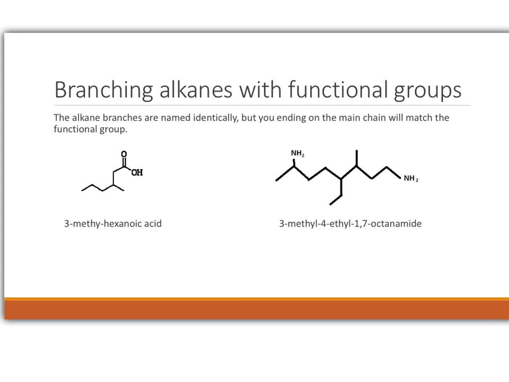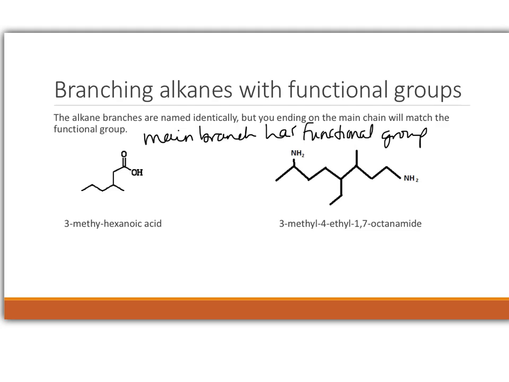So, branching alkanes that have functional groups, again, for the most part, take on the same thing that we did before. You end up doing 2-methyl or 3-ethyl, whatever the branch is coming off. One thing is that your main branch must include your functional group. Okay? So sometimes, depending on what happens, you might end up having a shorter chain.